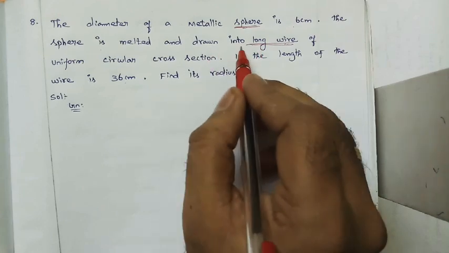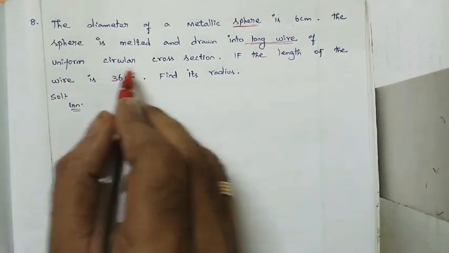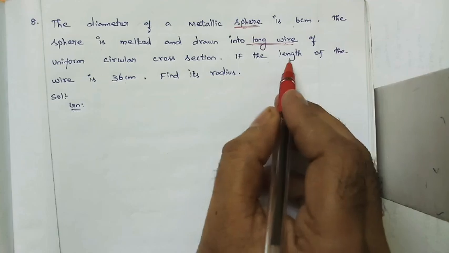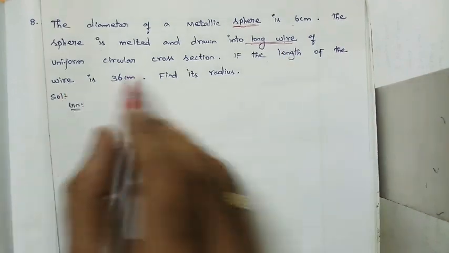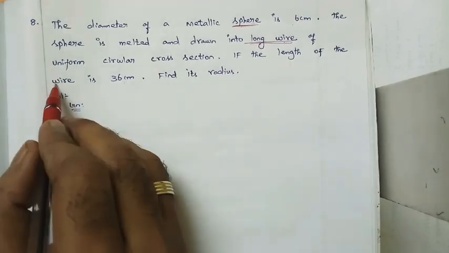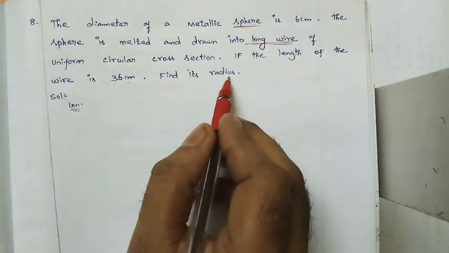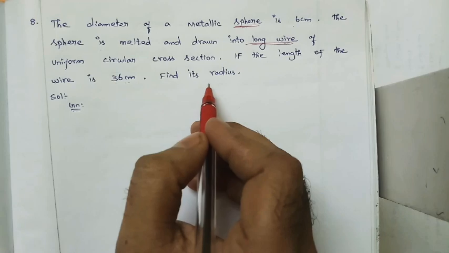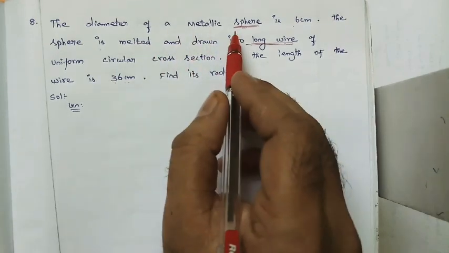Cylinder in shape, drawn into a long wire of uniform circular cross section. What is the length of the wire? Length is nothing but the height of the cylinder. Length of the wire is 36 centimeters. Find its radius. So directly we can equate the volumes in this question.